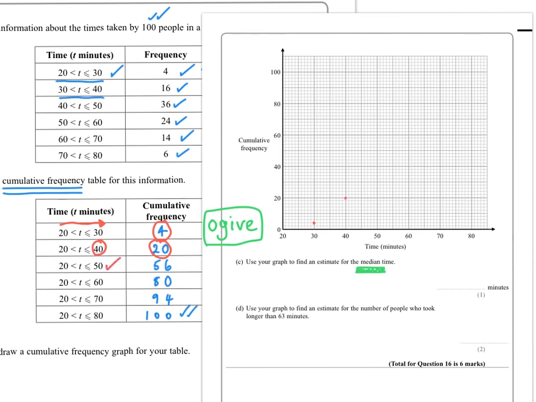And then 50 along and 56 up. So 2, 4, 6. Be careful of the scale. It's not that easy. 60 along, 80 up. And then 70, 94. And then 80, 100.